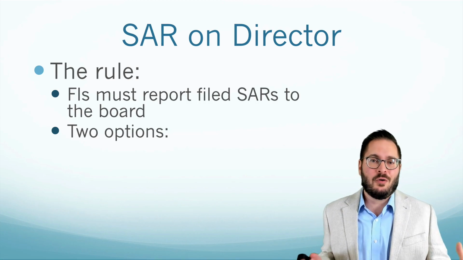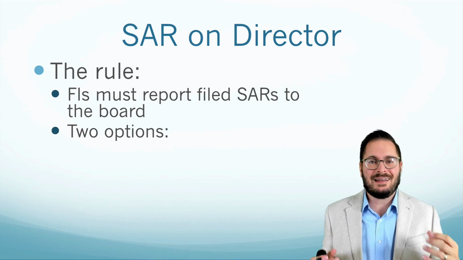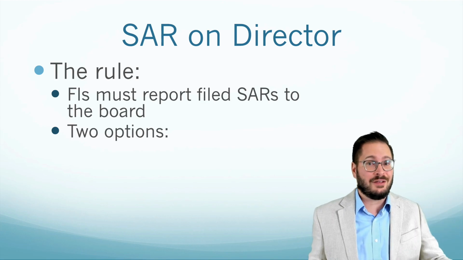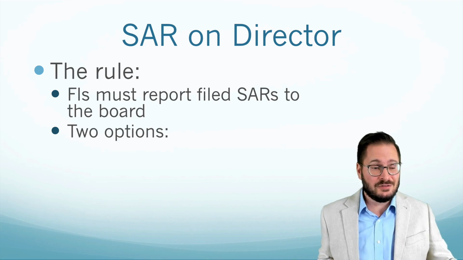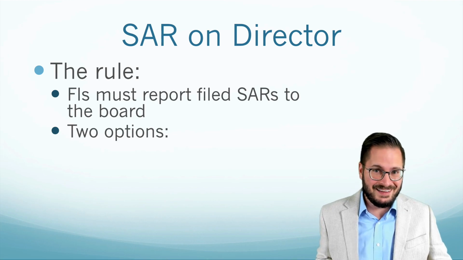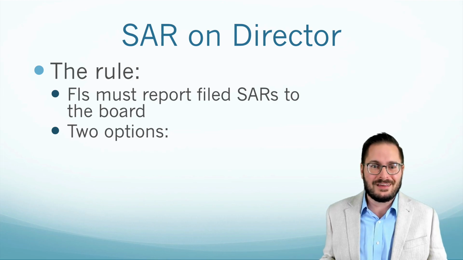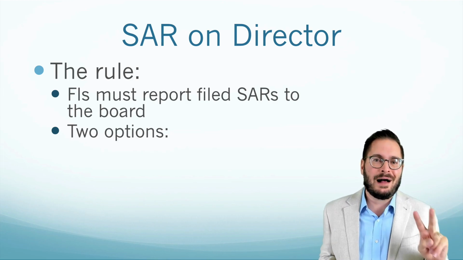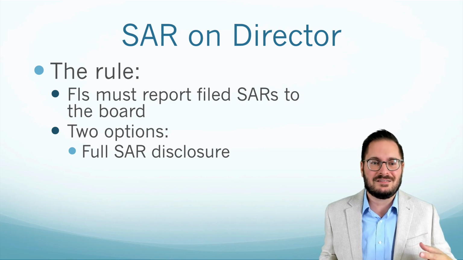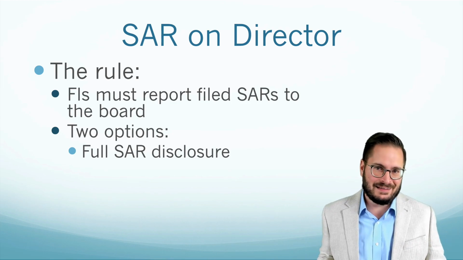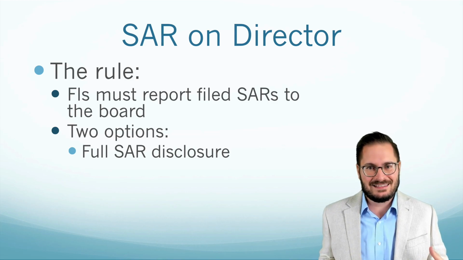Now, the problem, of course, in all of this is that you're not allowed to let anybody know that a suspicious activity report has been filed on them. So if one of your directors has a SAR filed on them, you're not allowed to tell them. Therefore, how do you report this? Well, we really have two options. The first option is to do a full SAR disclosure, which would be problematic. So you're not going to do that in this case.